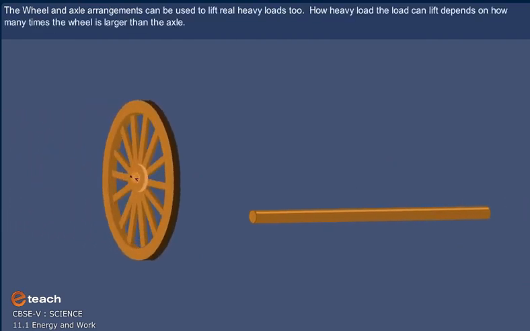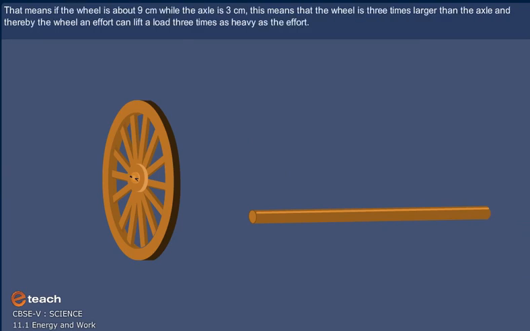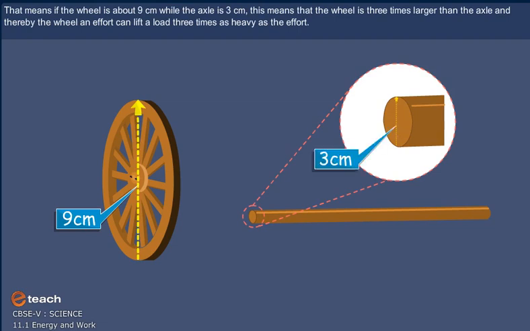The wheel and axle arrangements can be used to lift real heavy loads too. How heavy a load the wheel can lift depends on how many times the wheel is larger than the axle. That means if the wheel is about 9 cm while the axle is 3 cm, this means that the wheel is 3 times larger than the axle and thereby the wheel effort can lift a load 3 times as heavy as the effort.